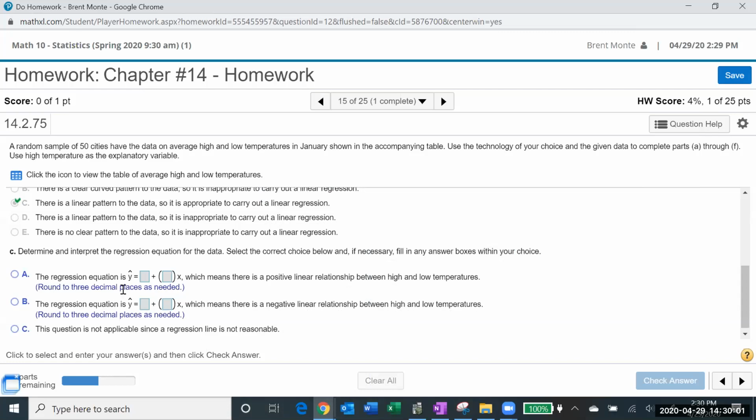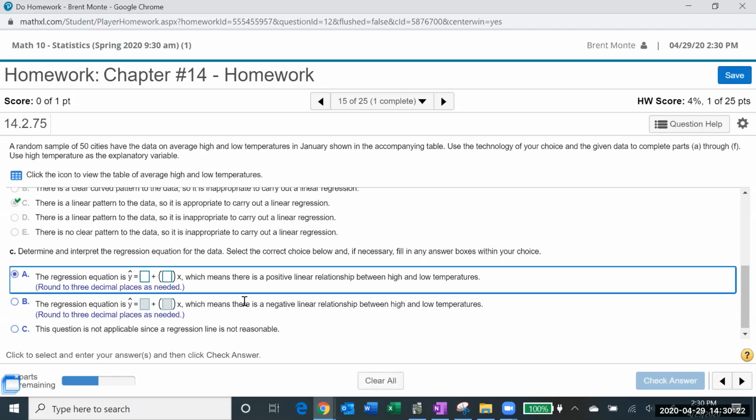So the regression equation is, which means there is a positive linear relationship. Now a positive linear relationship, that means the slope is positive. And we had the 0.919, which was a positive number, so it has a positive relationship. It means when x gets bigger, y gets bigger. It means you're going up from left to right. So it is the positive relationship. Negative would be a negative slope, which is what we don't have. And the line would be going down from left to right. So we do have this.